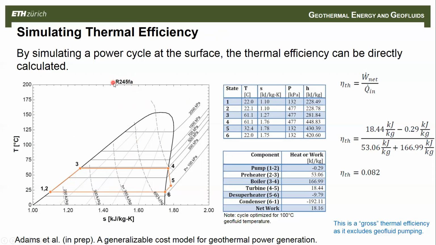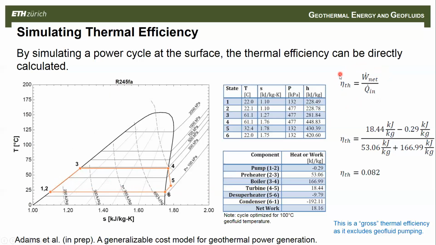This is for R245FA, a refrigerant that's sometimes used inside of power cycles to make electricity. You can use water, ammonia, isobutane, a whole bunch of different things. This is a TS diagram showing the different state points within the power cycle, from a paper that I'm working on right now. Basically, you have a pump, the R245 gets preheated by the water you produce from the ground, the geofluid, and you boil it, run it through a turbine, cool it, and then reject the heat at a low temperature back to the atmosphere.